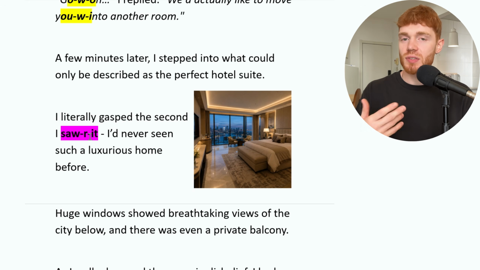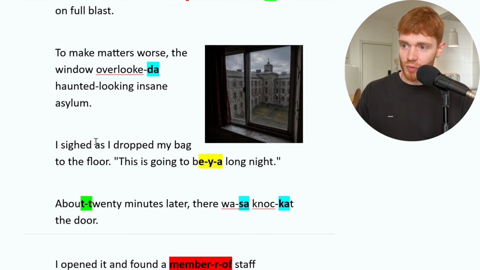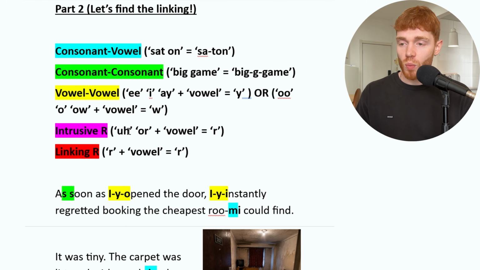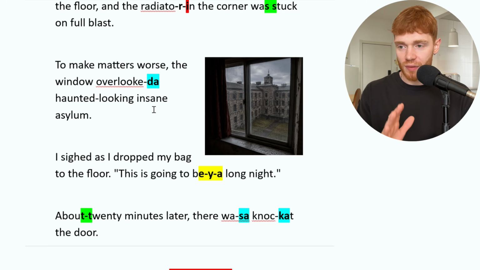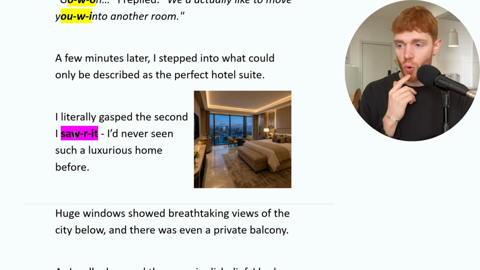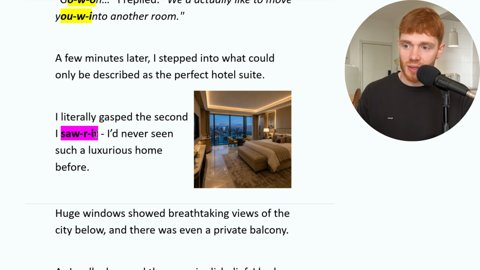Saw it, okay? And that's because if one word, the rule is up here, if one word ends in an R, so a schwa sound, or an or sound, and the next word starts with a vowel, quite often we add this R sound out of nowhere, just to help us connect these words together. So or, and a vowel. So this word here, saw ends in an or sound. The next word starts with a vowel sound. So we add this R. Saw it.